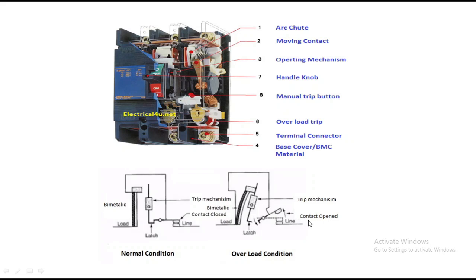Look at it. Whenever the overload is there, the bimetallic strip's length will increase and it will be bent. Whenever it bends, it touches this trip mechanism. This is the trip mechanism. Whenever it touches the trip mechanism, the contact will be open here. This is the large contact, and it will be open. Whenever this large contact is open, automatically this contact is also open.